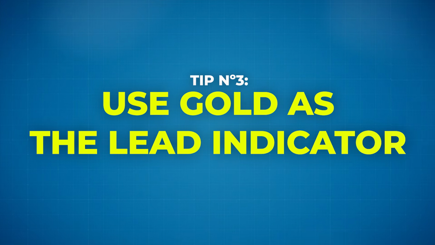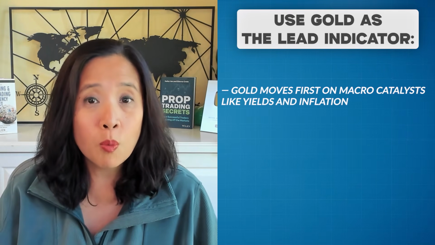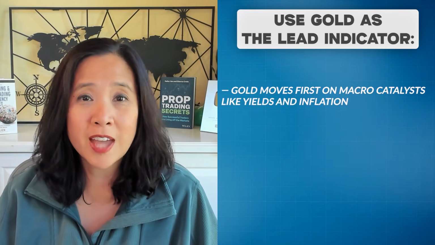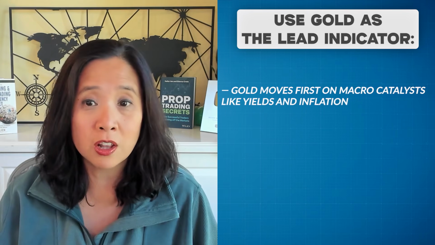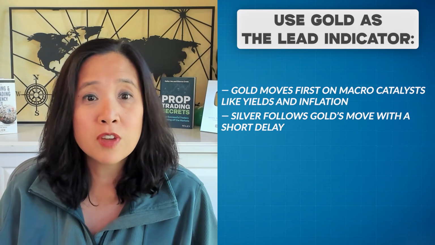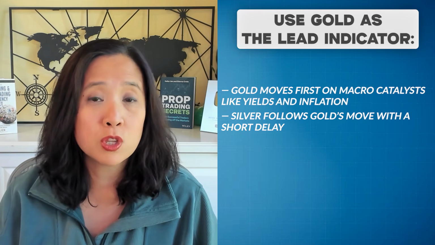Tip number 3, use gold as the lead indicator. Gold sets the tone for the entire metals complex. It's more liquid, more widely traded, and responds first to macro catalysts like yields, inflation, and the dollar. Silver, by comparison, tends to react to gold's breakout or breakdown with a short delay. Here's how to use that relationship.